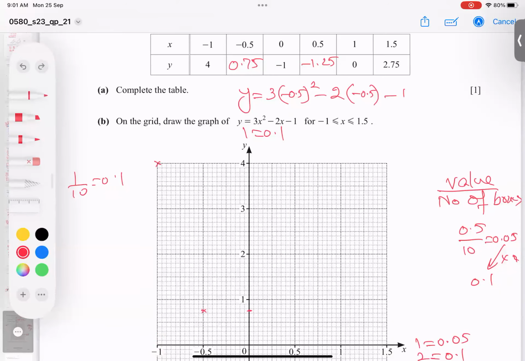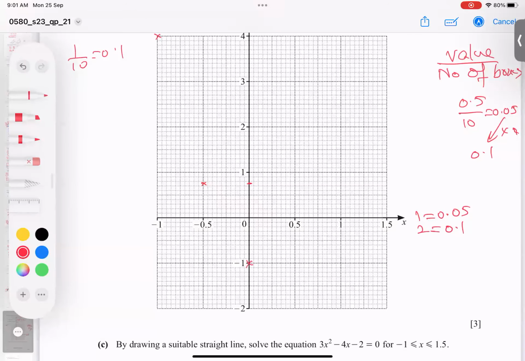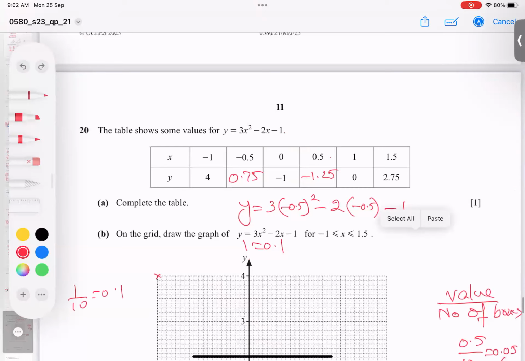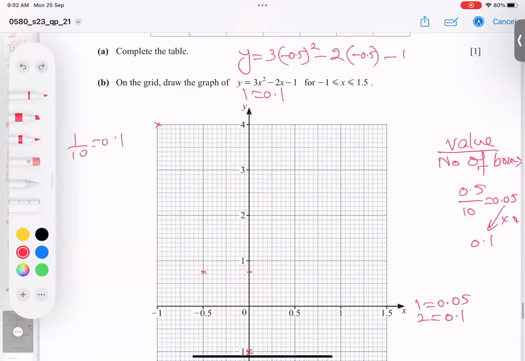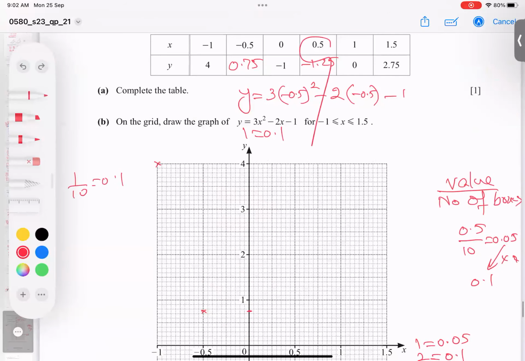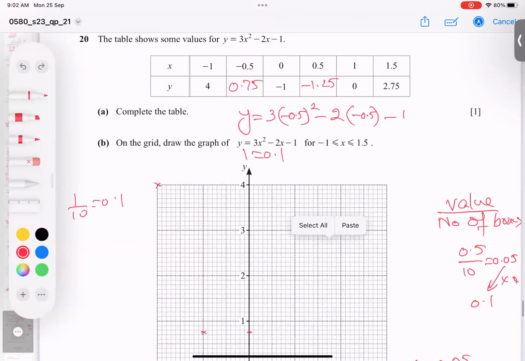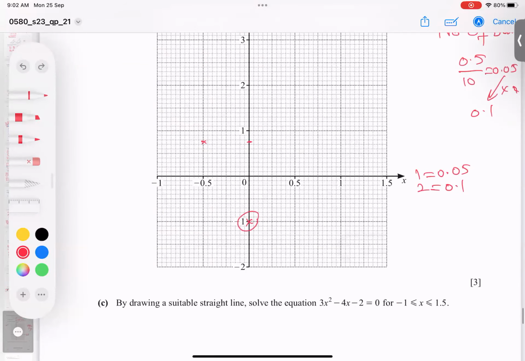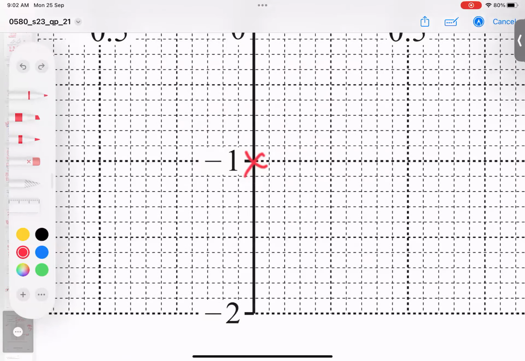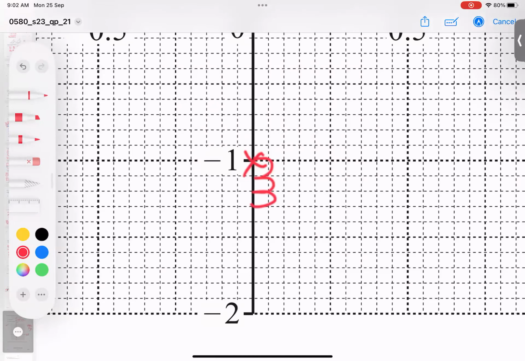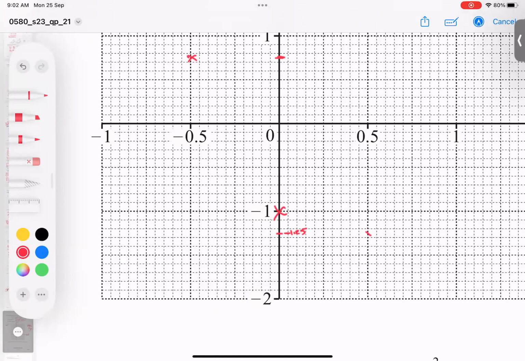Or x is 0, y is -1. X is 0, y is -1 is here. You see it here. Next, x is 0 and y is -1.25. This is important, -1.25. What is that? So -1 is here. Then -1.1, -1.2, -1.3. So it is the middle here. This is -1.25. So I think this point is clear, and I will mark it.